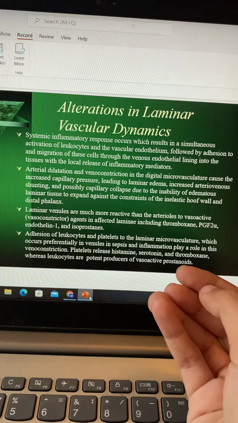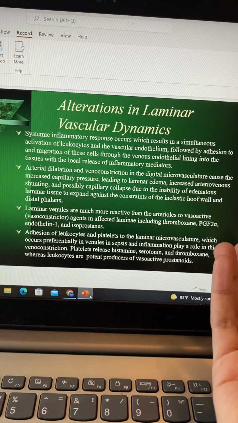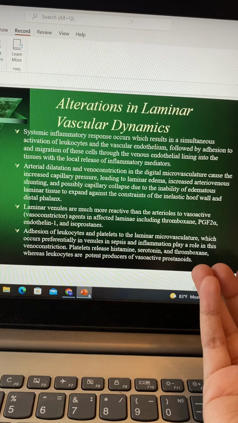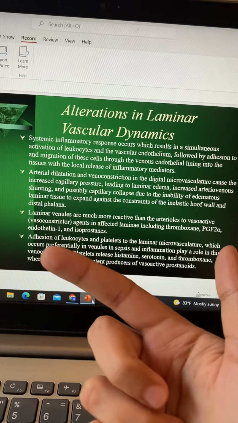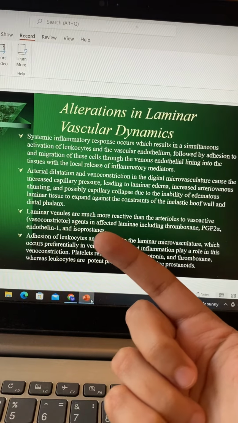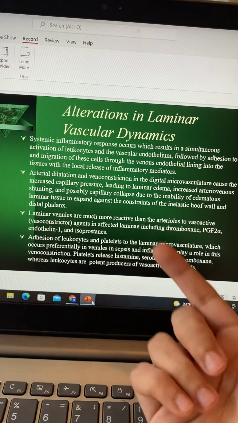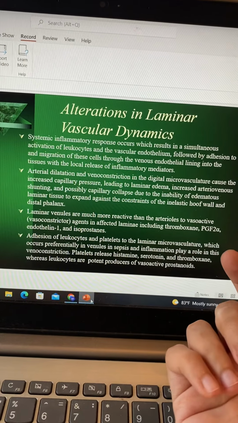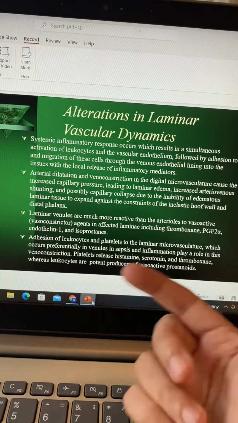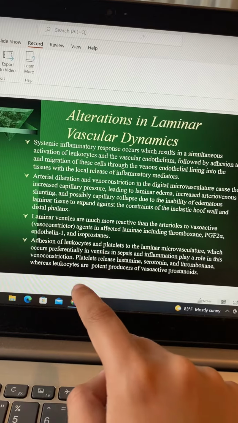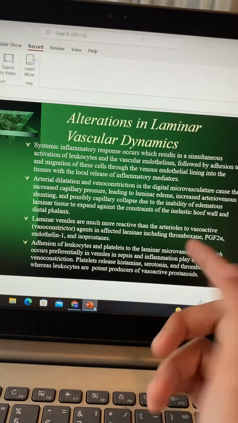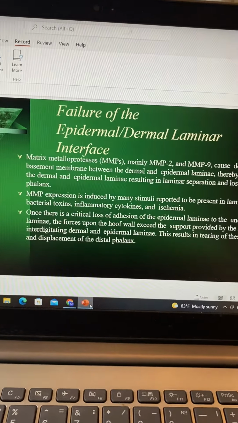And what happens is the leukocytes in this area release a lot of things, like PGF2 alpha, thromboxane, endothelin, isoprostanes, and some of these come from the platelets as well, which can be very harmful. The platelets in particular release histamine, serotonin, thromboxane, like I said, whereas leukocytes produce vasoactive prostanoids.